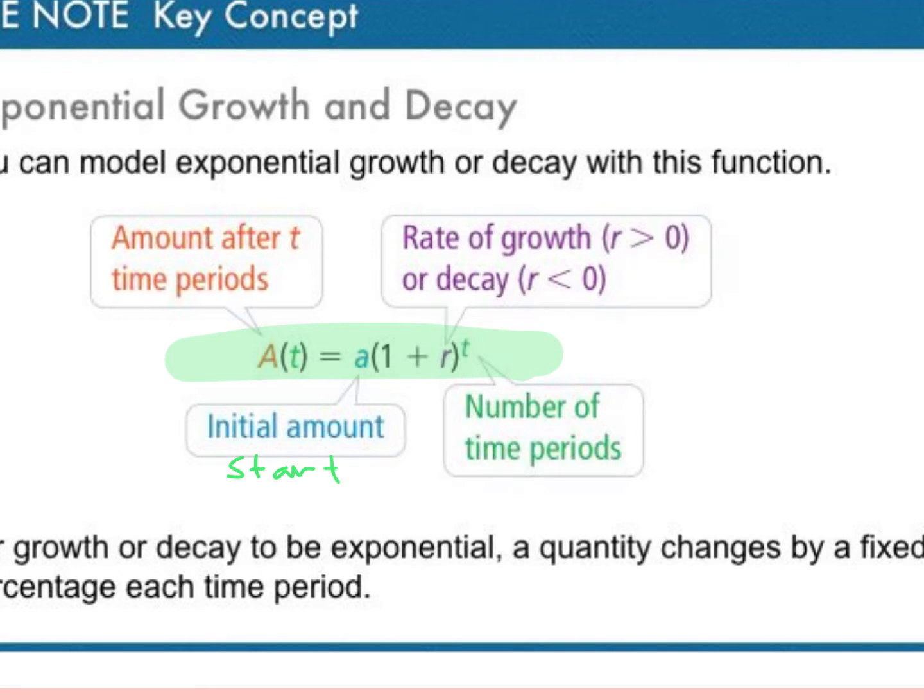The number of time periods, so it'll usually say like 10 years, that would be our T. So T is the amount of years. And then our rate, which is going to be like a percent, but it's the decimal version of the percent. So rate or growth is always going to be the decimal of the percent.